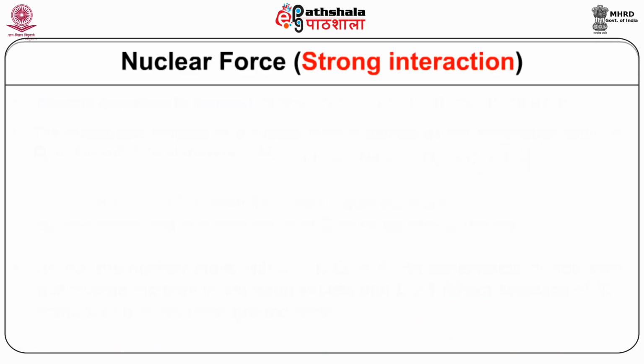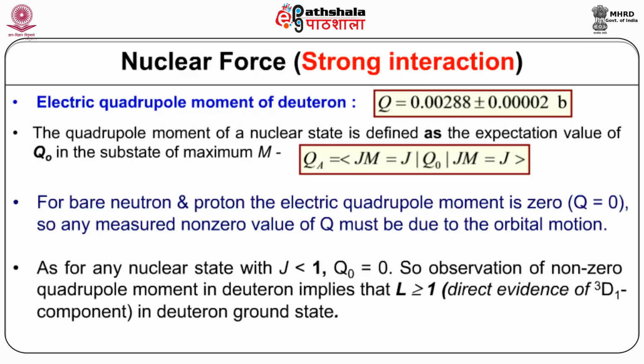Nuclear force, strong interaction. In the previous slide, we have seen that the deuteron ground state is made up of L equal to 0 and L equal to 2 components. Now in this slide, we are going to study the situation with the electric quadrupole moment. The measured value is Q equal to 0.00288 plus or minus 0.00002 barn. We must remember that the presence of a quadrupole moment for deuteron indicates that deuteron is deformed in the ground state.